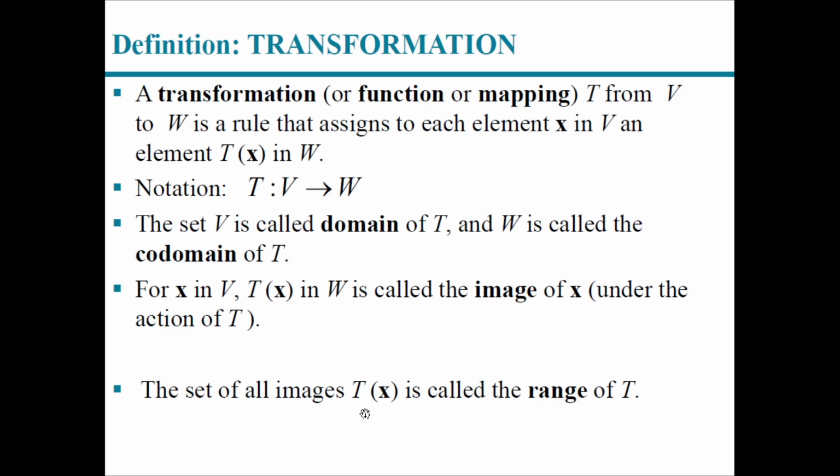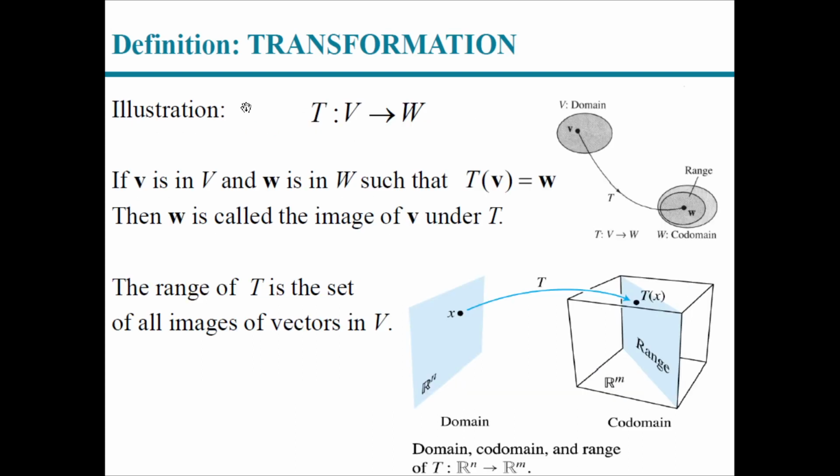So the range is a subset of W. Those are the images of the objects in V. So this is an illustration. Again we have transformation T, it's a function, maybe of several variables, or it takes different objects like polynomials or matrices. It doesn't need to be just numbers and vectors. So it takes objects from V and it transforms them into objects that live in W.